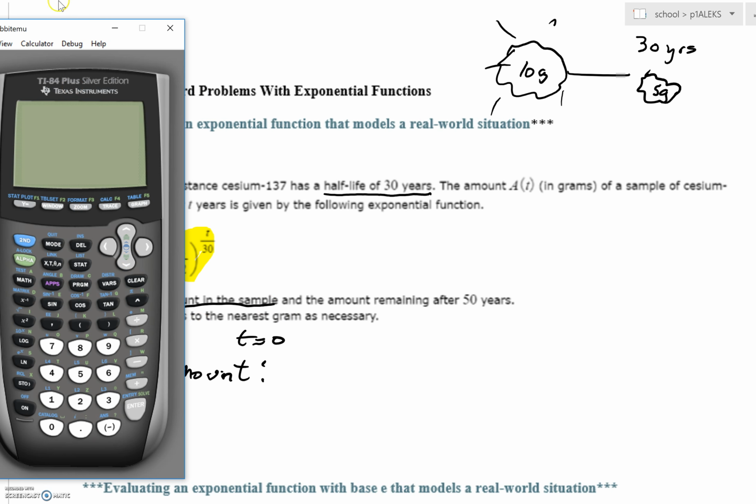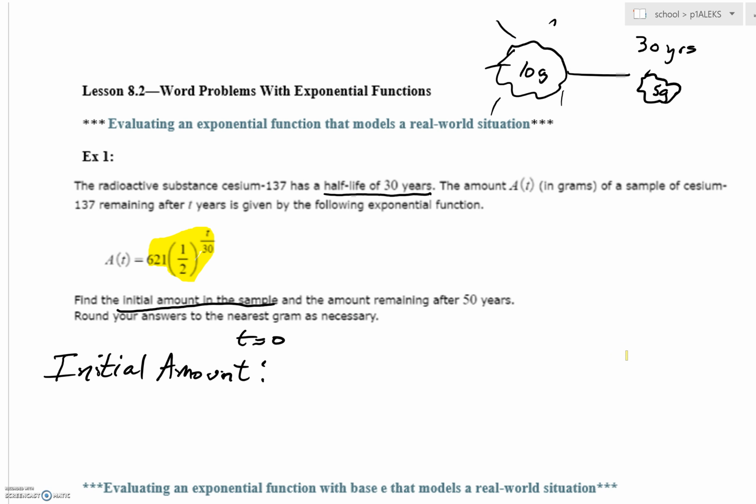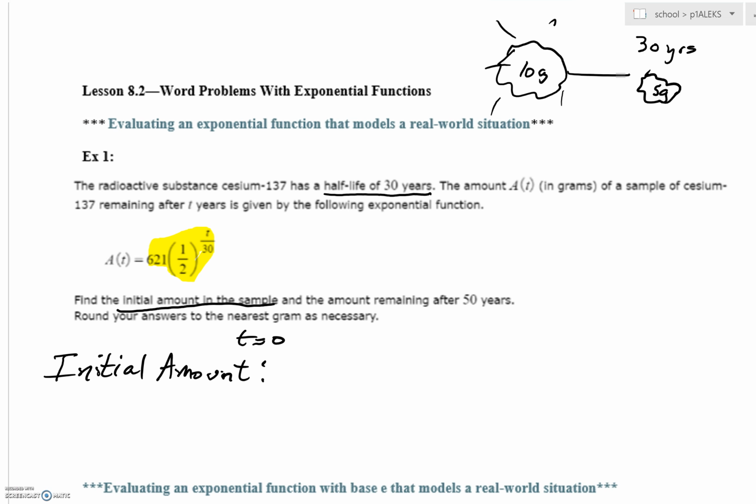Now, what you can do real fast is get your calculator out, and we can type in 621. We can say alpha y equals, and we'll get our 1/2. And we're going to raise that up to, now I'm going to do another alpha y equals. We can see that we'd be plugging in a 0 for our t. And when we hit enter, of course, we'd get 621. So we'd have 621 grams to start off with. That is going to be your initial amount.